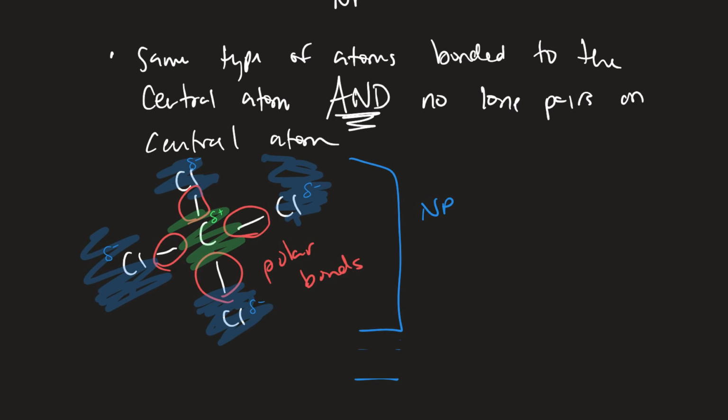And so when you have the same type of atom attached to the center atom and there are no lone pairs, because having a lone pair typically really shifts the distribution of electrons unequally, and you do not have a lone pair, then you're going to have yourself a nonpolar molecule. All right, let's look at another example.